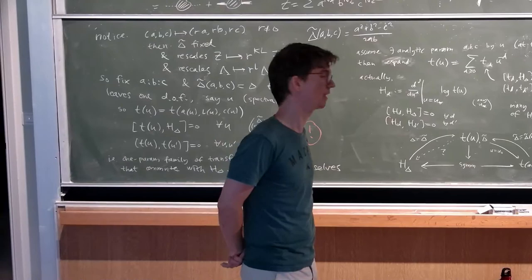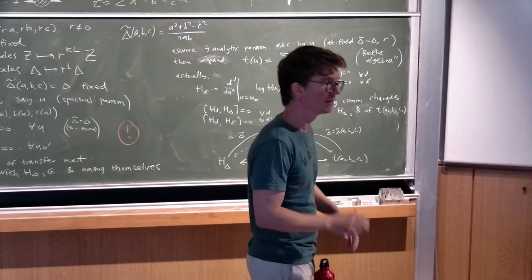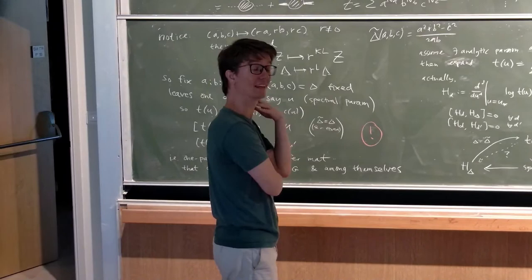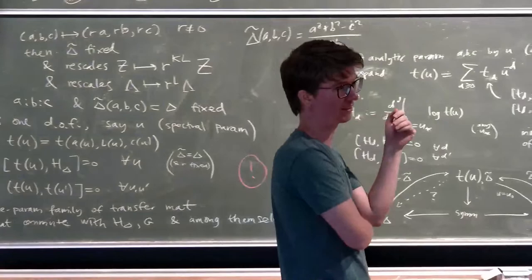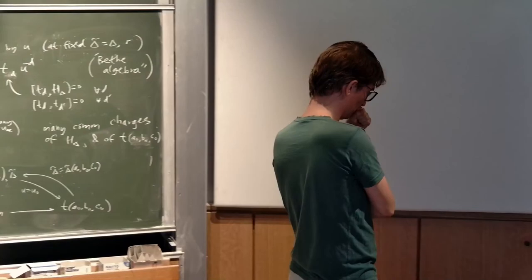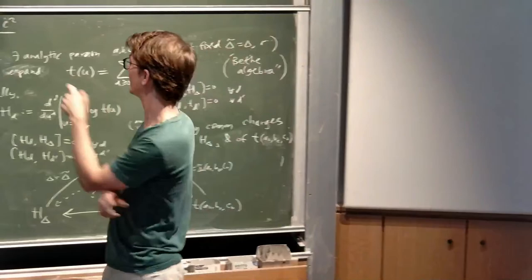Question. When a squared plus b squared equals c squared, you have zero anisotropy in the... Yes, right. So this is our free Fermion point. And what about, is there something special in the six-vertex models? Well, the six-vertex model is also a free Fermion model at that point, in fact. But do you see some symmetry in the original model? I mean, XXX is delta as one, right?